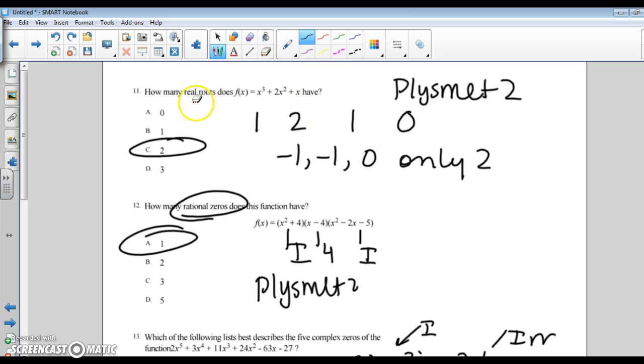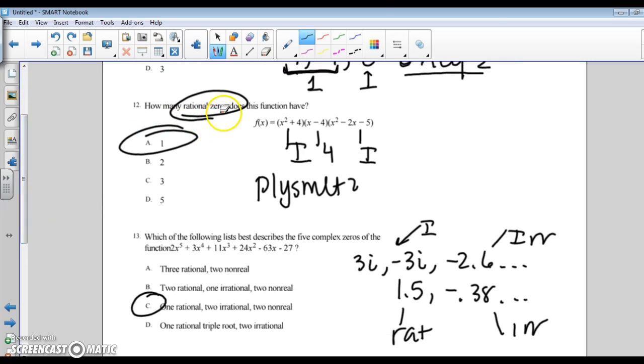Number 11. How many real roots? PolySmalt 1, 2, 1, 0. You get -1, -1, and 0. Since this happens twice, that counts as one answer, and this is one answer, which means there's only 2. If they repeat, you only count it once.